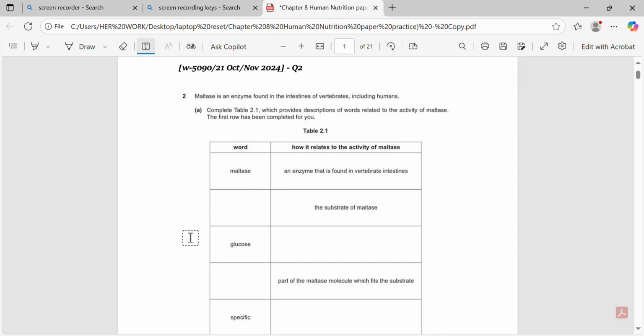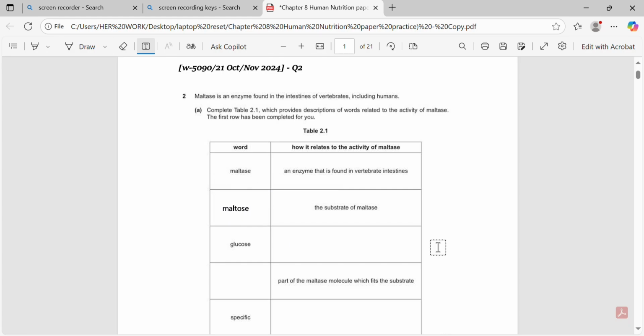The first row, already completed, tells us that maltase is an enzyme found in vertebrate intestines. Now, we are given 4 more entries to complete, so, let's think about it. Here, we know that maltase is an enzyme, and enzymes act on substrates. In this case, the substrate is maltose, because maltase is a type of protein called an enzyme. Enzymes work by acting on specific molecules called substrates. In this case, the molecule that maltase works on is maltose.